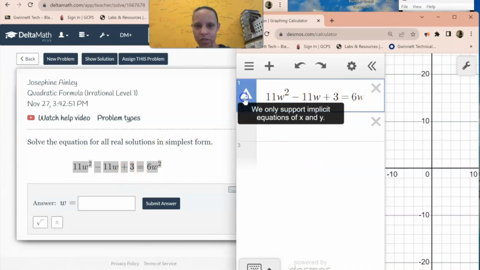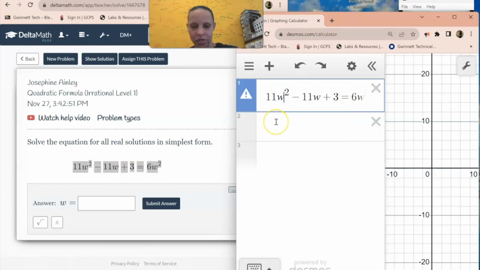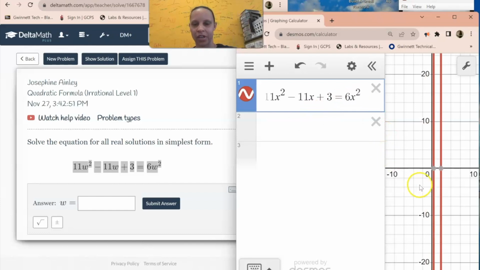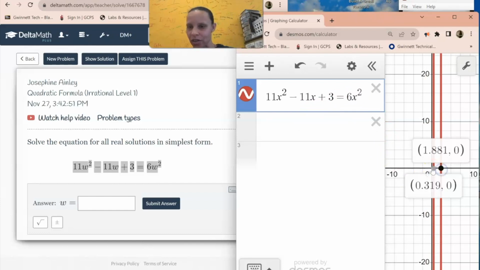And look, there's an error. What's the problem? We only support implicit equations of x and y. Oh, because I put a w in here. So let's change all the w's to x. But when you put in your answer, just make sure you're using w or whatever the question says. X, perfect. So here are my solutions right here. Now, here's the problem. If my solutions were something that were repeating decimals, then I would be fine. But these are not repeating decimals.